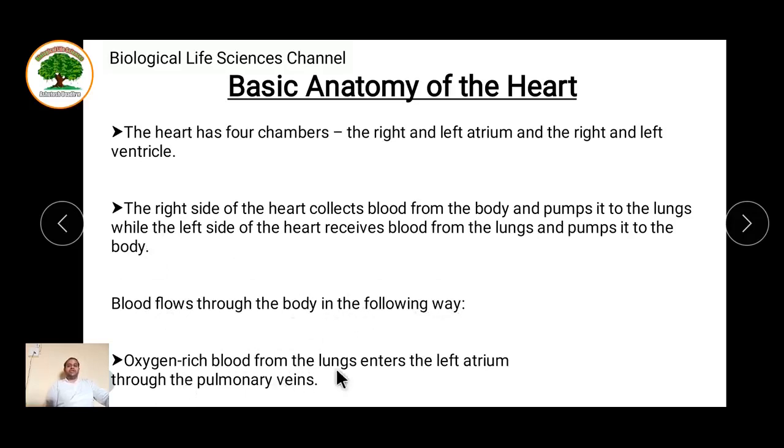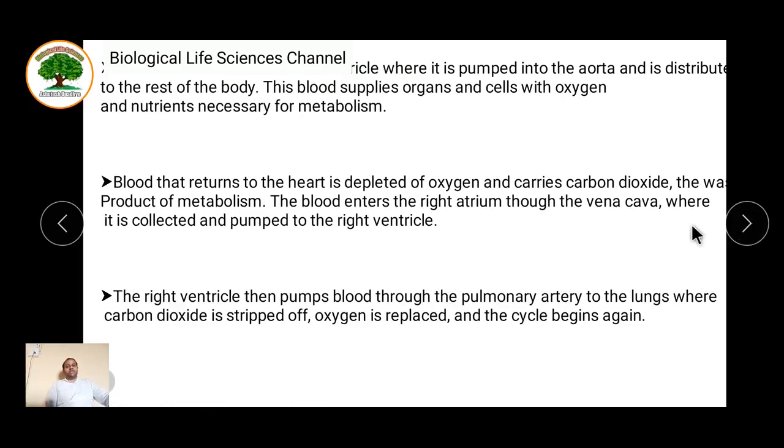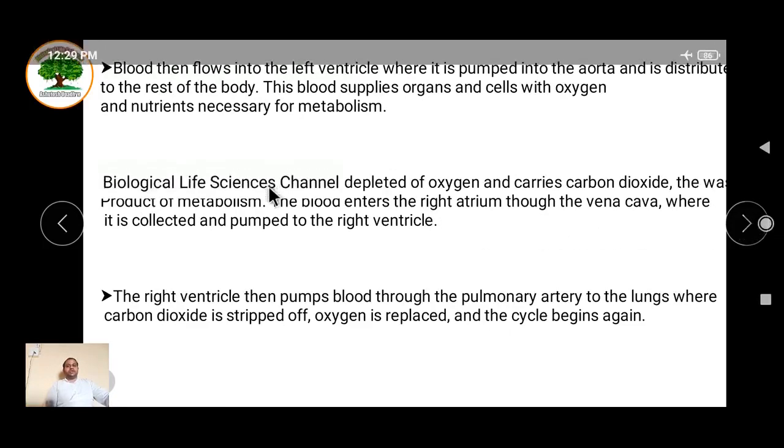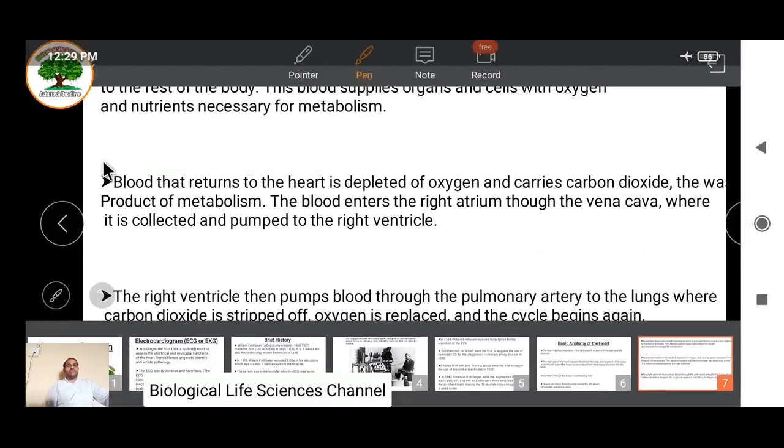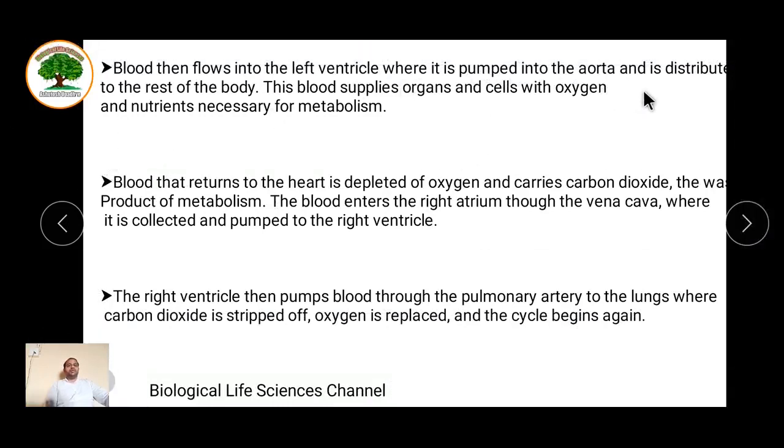The oxygen-rich blood from the lungs comes to the left atrium through the pulmonary vein. This circulation, we know, is called double circulation. The blood then flows into the left ventricle, where it is pumped into the aorta and distributed to the whole body for metabolism. This is how the whole heart works.